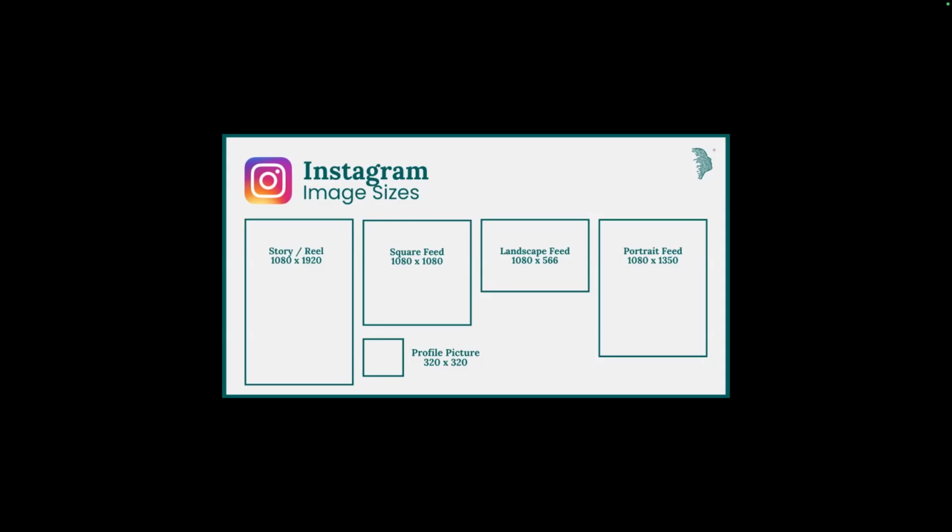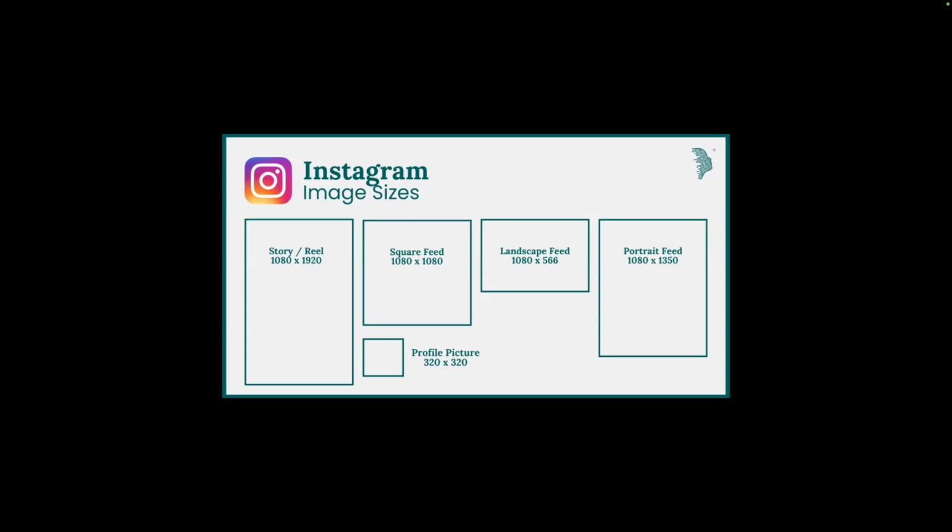If we're going to do a feed post, typically our image sizes there are a 1-to-1 ratio. That would be square, and you'd be looking at 1080 pixels by 1080 pixels. The next common size I would say is the portrait feed, and that's a 4:5 ratio, 1080 pixels wide by 1350 pixels tall.